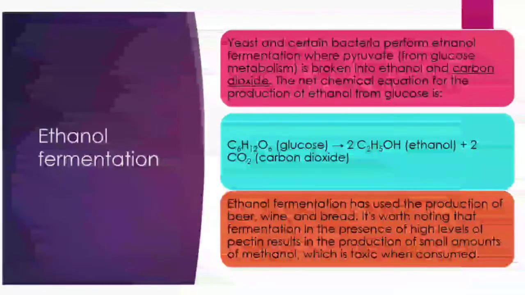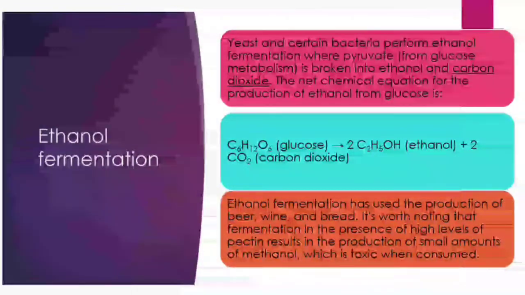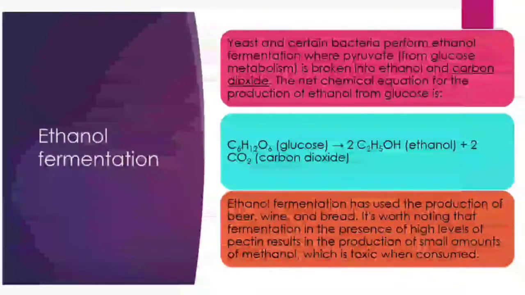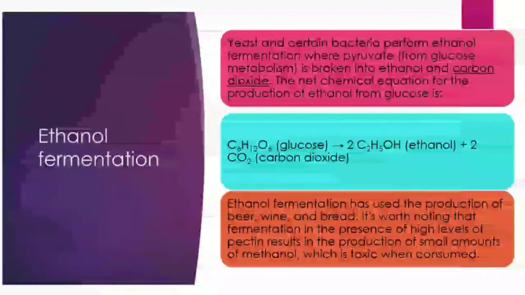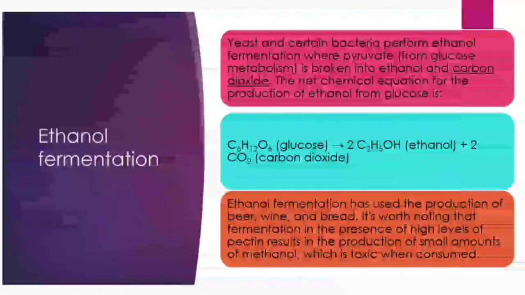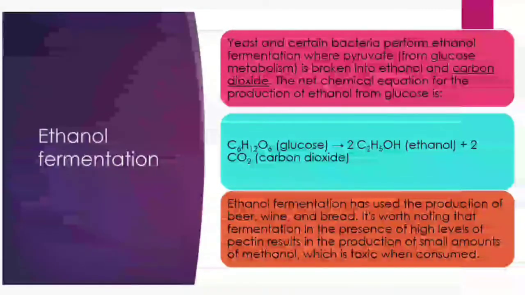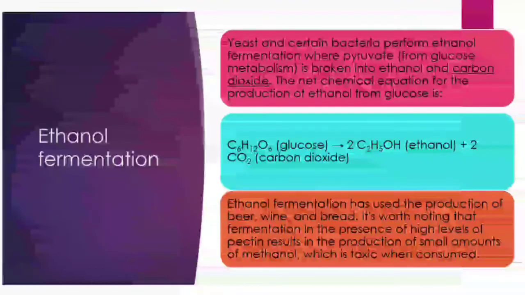Glucose gives 2 molecules of ethanol plus carbon dioxide. Ethanol fermentation is used in the production of beer, wine, and bread. It's worth noting that fermentation in the presence of high levels of pectins results in the production of small amounts of methanol, which is very toxic when it's consumed.